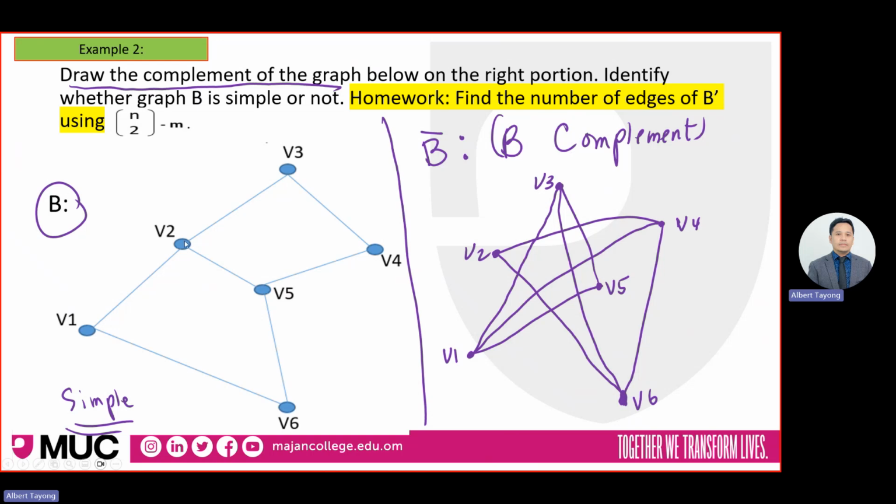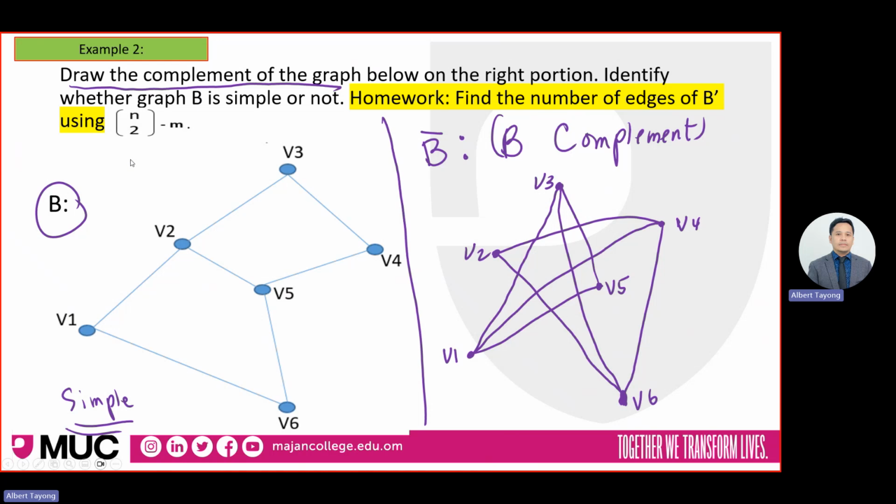5 is connected to 2, 4, and 6. So the opposite is 1 and 3. It's connected already. 6 is adjacent to 5 and 1. The opposite is 2, 3, 4. But it is connected already, 2, 3, and 4. So this is our answer. This is the opposite or the complement of B.